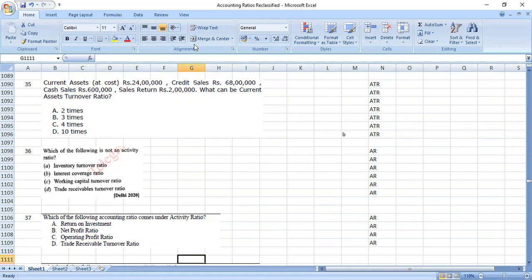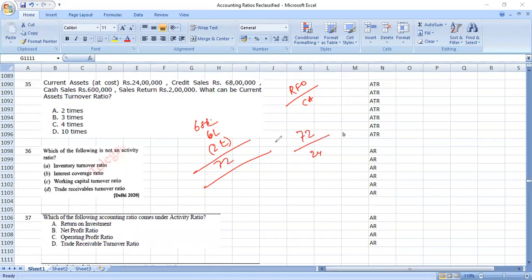For anything, it is revenue from operation divided by whatever they are asking. So it is current asset means it's current asset. Okay. Revenue from operation is how much? 68 lakhs plus 6 lakhs cash sales minus 2 lakhs. So that will be 74 minus 2, 72. 72 lakhs divided by 24. Current asset is 24 lakhs. So it's 3 times.